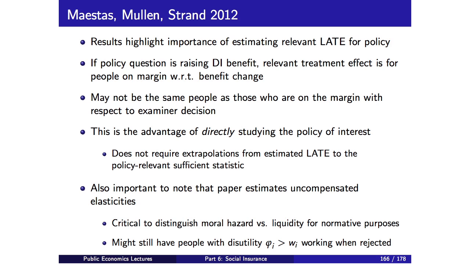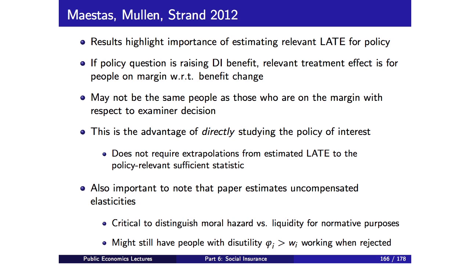So this ties well, I think, with some of the themes of this class. The results, in my view, highlight the importance of estimating the relevant weight for the policy question you're trying to answer. So if your policy question is, should I raise DI benefits or not, then the relevant treatment effect is for people on the margin with respect to the benefit change. And that may not be the same people who are on the margin with respect to the examiner's decision, right? It's a different local average treatment effect. And so, in my view, that's the advantage of directly studying the policy of interest.